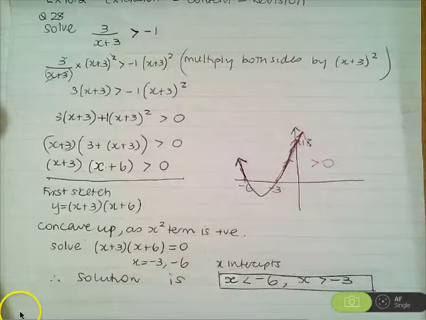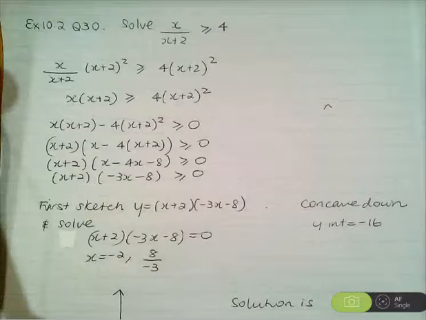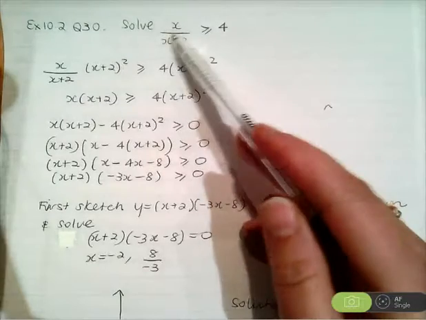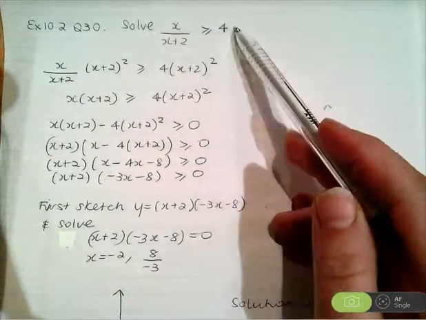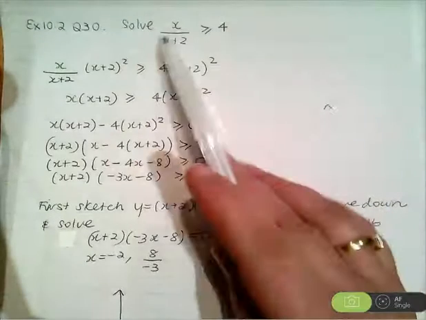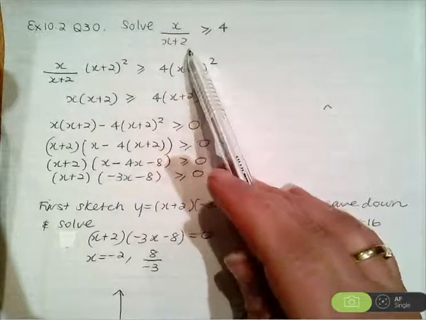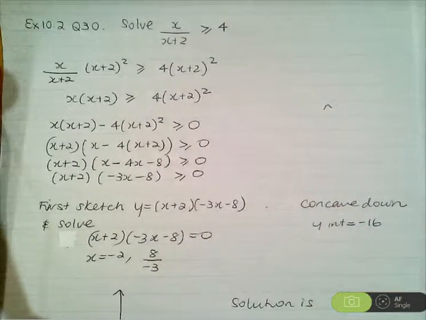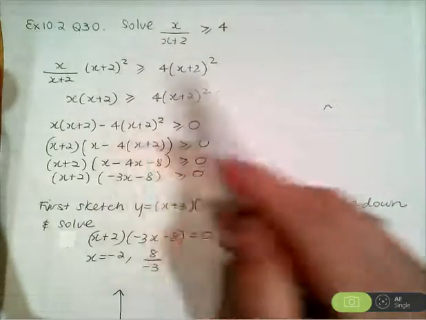Okay, now for the last question in exercise 10.2, question 30, solve x over x plus 2 is greater than or equal to 4. Again, we've done this earlier in the year. This is just a revision. We have a pronumeral in the denominator. Now the way to get rid of that is to multiply both sides by x plus 2 squared.